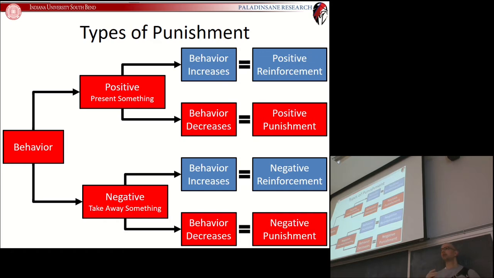And as we're going to see, many of the unwanted aspects of punishment come from positive punishment. So positive punishment is not the better punishment. Negative punishment is actually the safer contingency to go with.